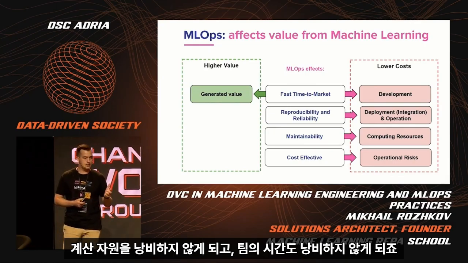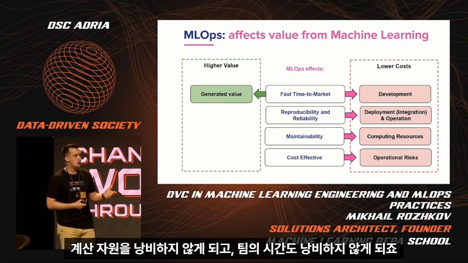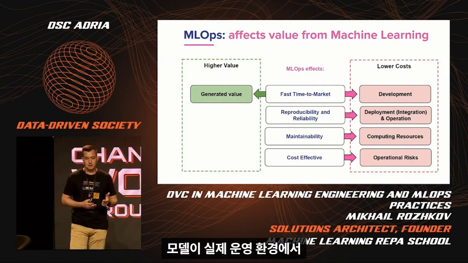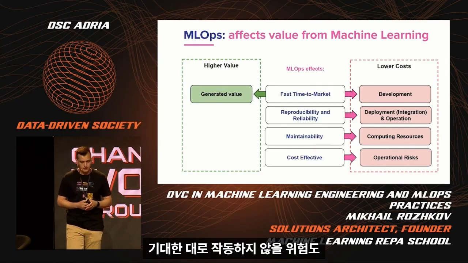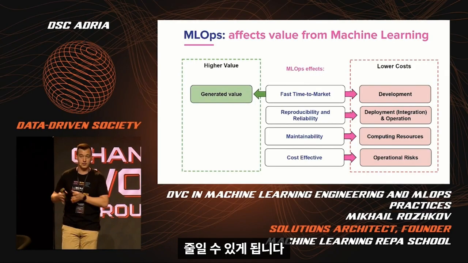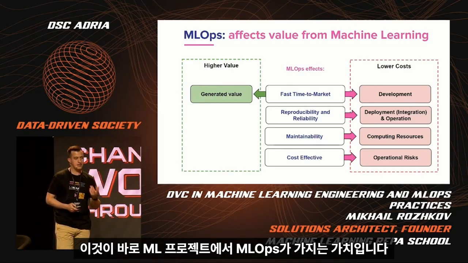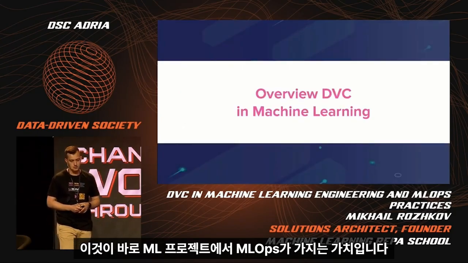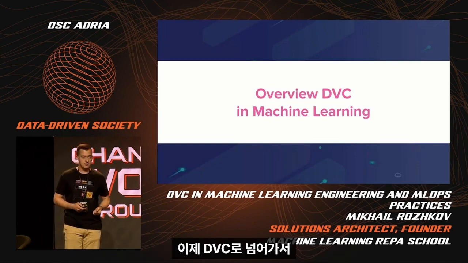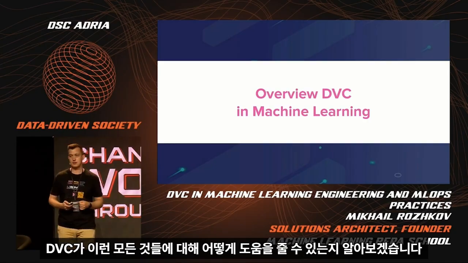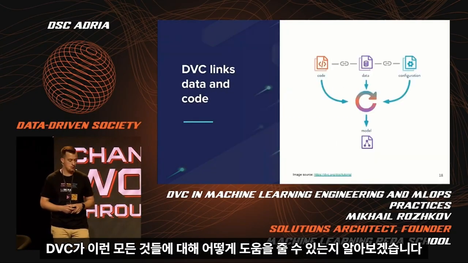So we don't waste computational resources, we don't waste our team's time, and so we reduce the risk that our model in production will not work as expected. So this is the value of MLOps in ML projects. So let's jump into DVC and try to understand how DVC can help us with all of this.